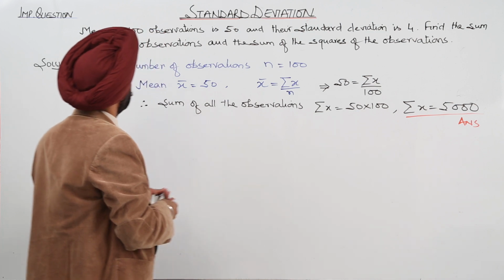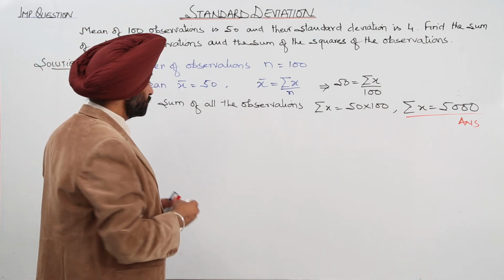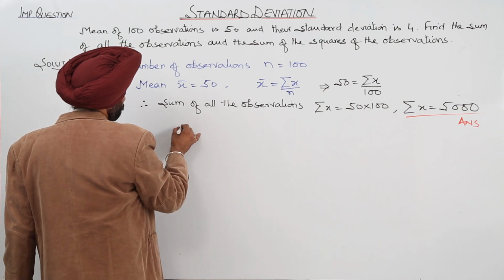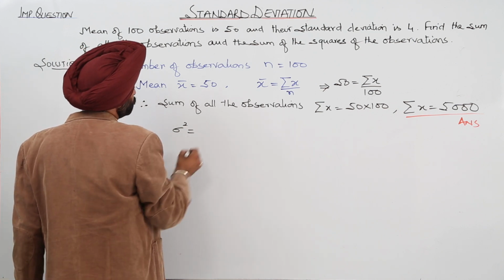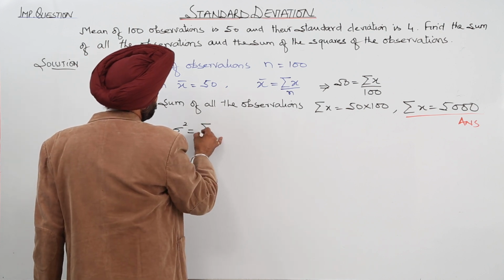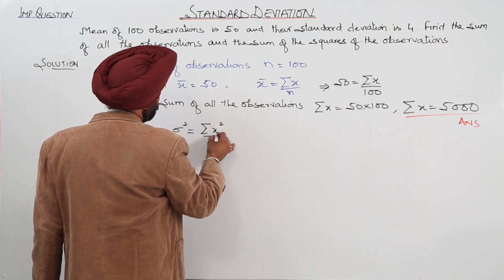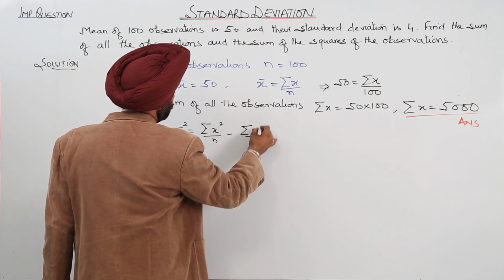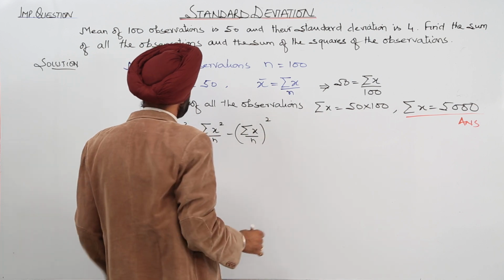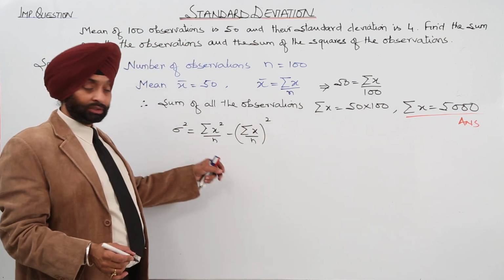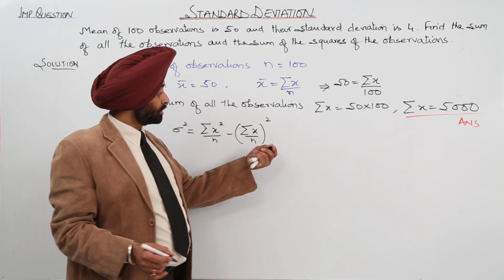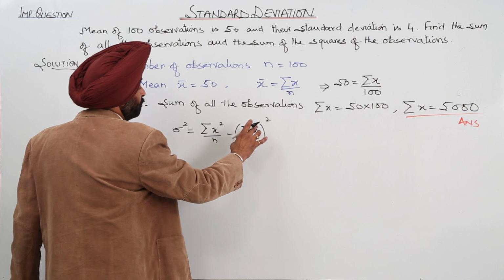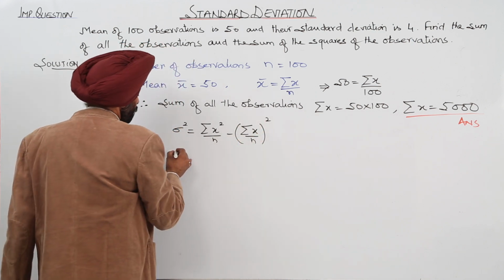Now we have to find the sum of the squares of the observations. Now sigma square is summation x square upon n minus summation x upon n whole square. Now this is the sum of the squares of the observations, and this is the sum of all the observations. That is, basically this is the mean. Okay.